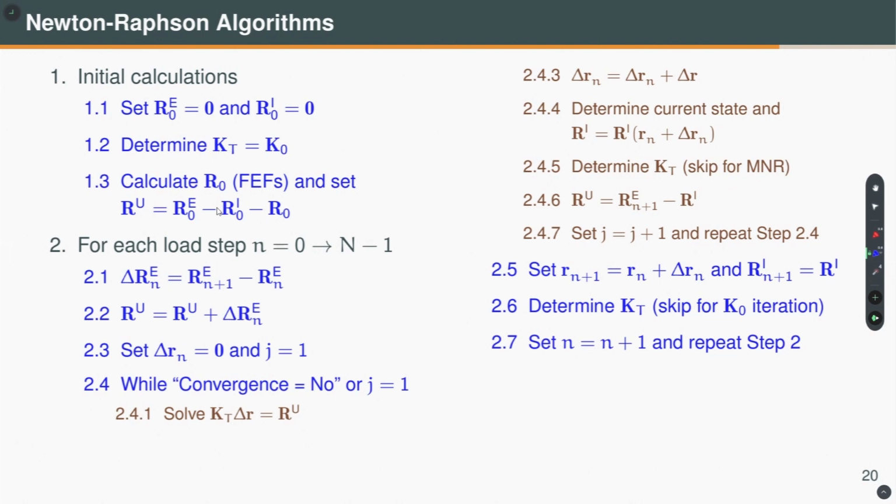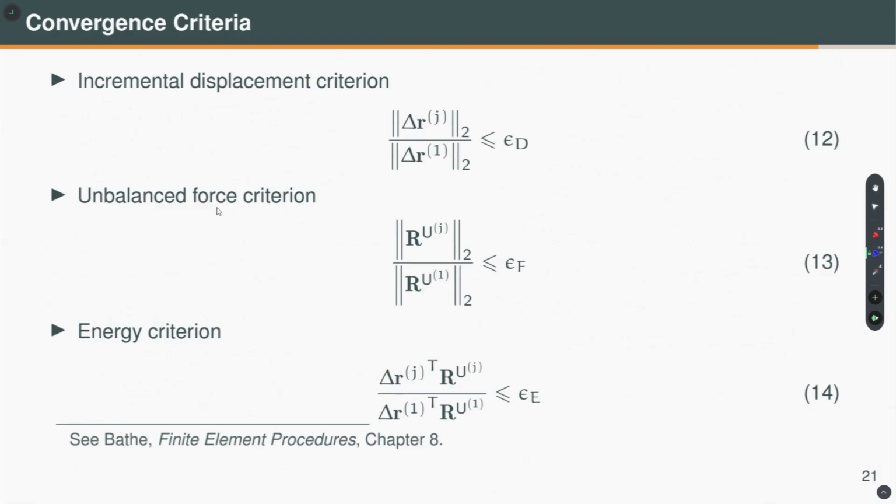Okay. So, like I said, in this course we are not going to talk about the implementation of the method. So, therefore, this I will skip. Okay. If you are interested, you can get in touch with me and we can talk about this. Okay. So, let me talk about the convergence criteria. When do we stop the iteration? So, we can use three different criteria: incremental displacement criteria, incremental unbalanced force criteria and energy criteria.